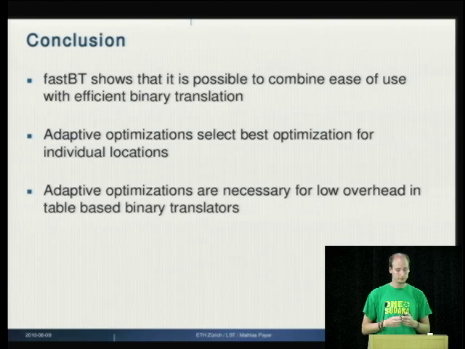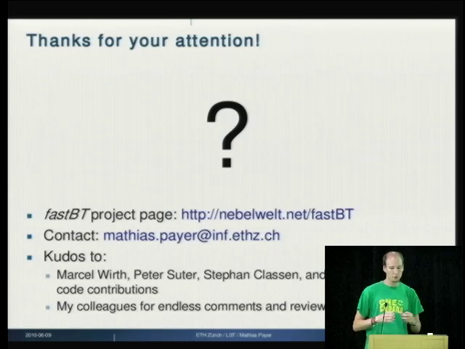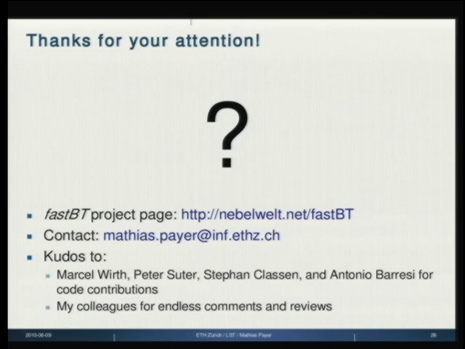And the table-based translator, fastBT, is available as open source. You can download it from the web page. You can use it in your projects. You can specify your transformations.